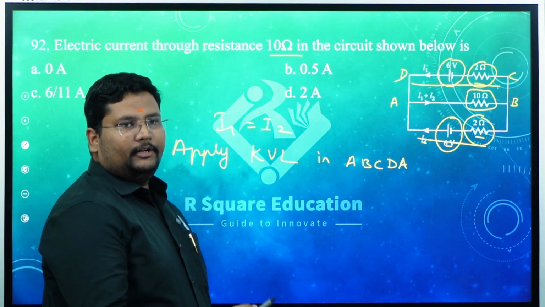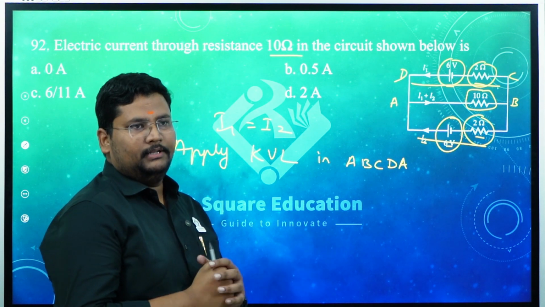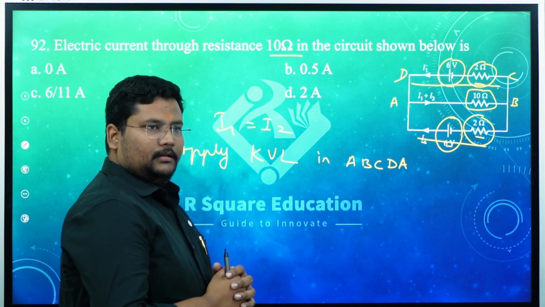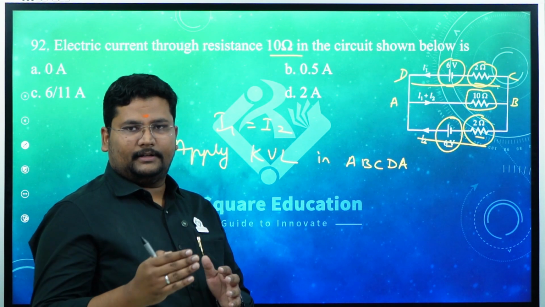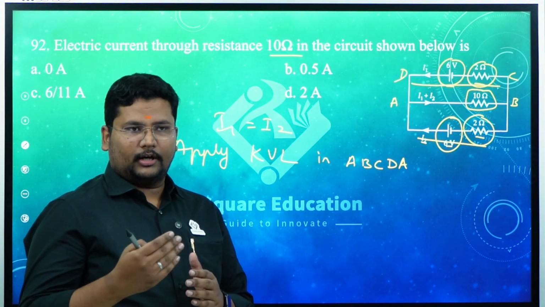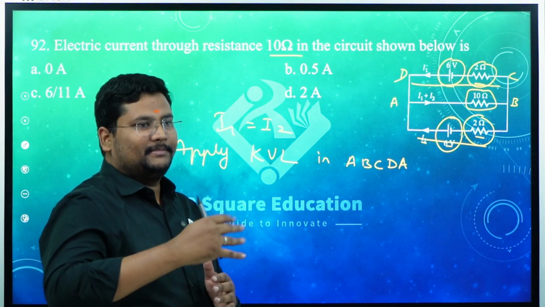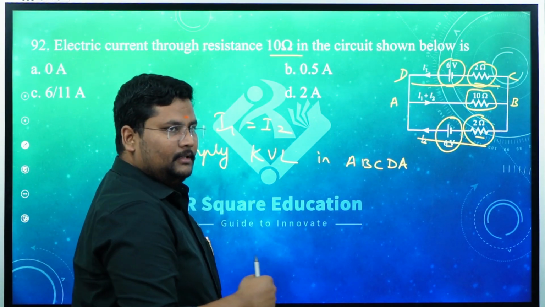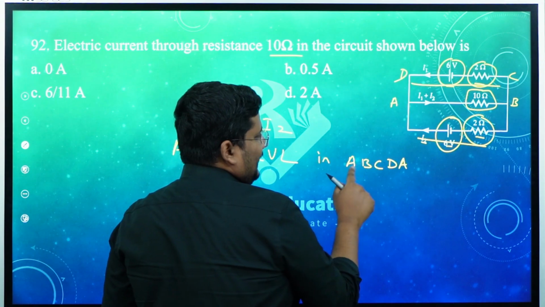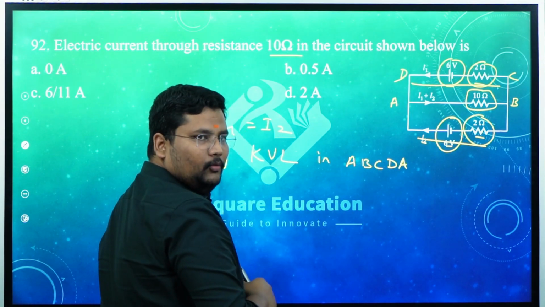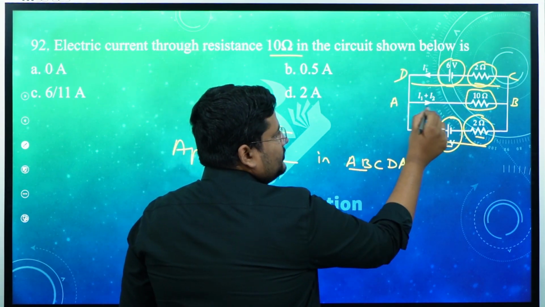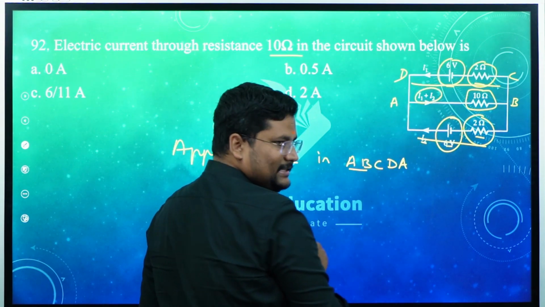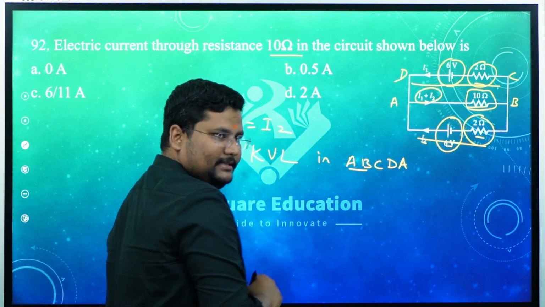Okay. So according to KVL, what is the condition? Algebraic sum of product of current and resistance in a circuit or a loop is equal to algebraic sum of EMF in the loop. Okay, right. I take A, B, C, D, A. So when I see along the directions of the considered loop, what I have to do is AB. So in AB, you have I1 plus I2 as current flowing through the 10 ohm resistor.